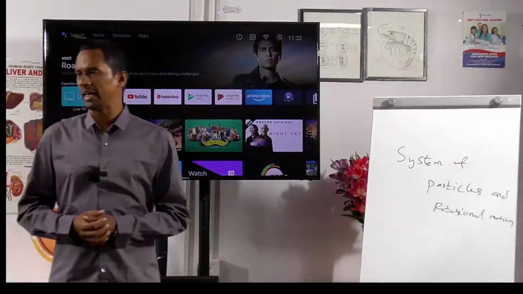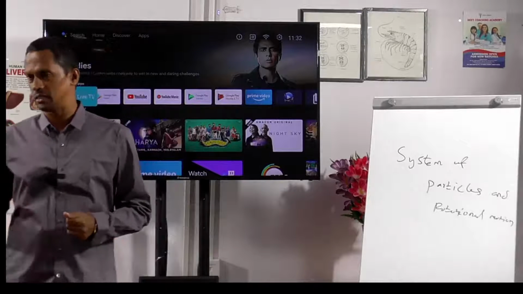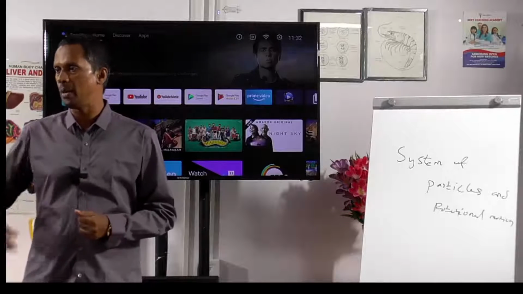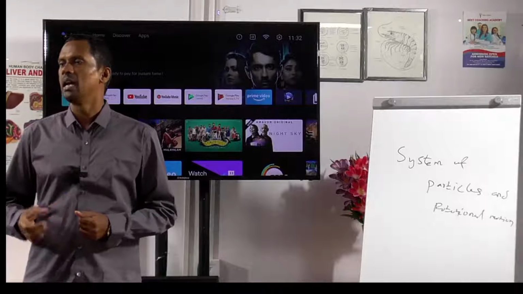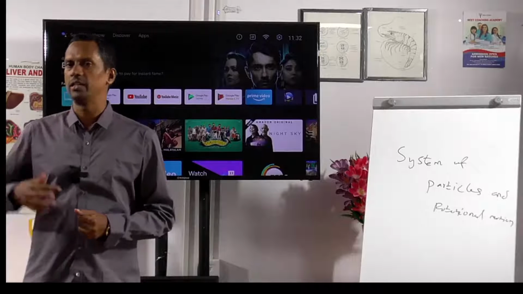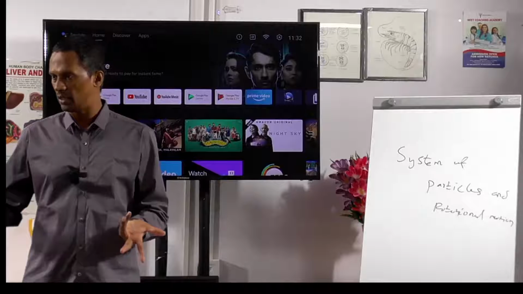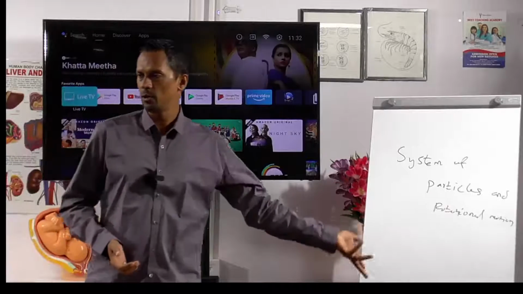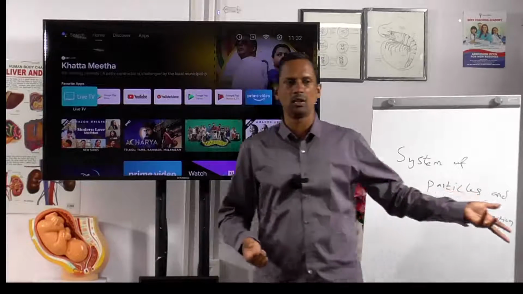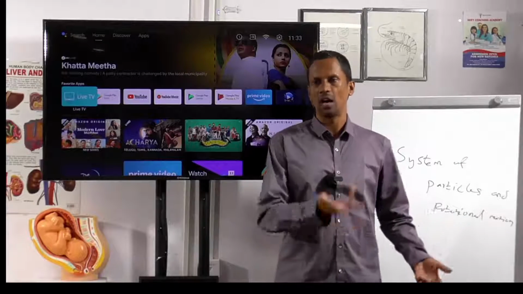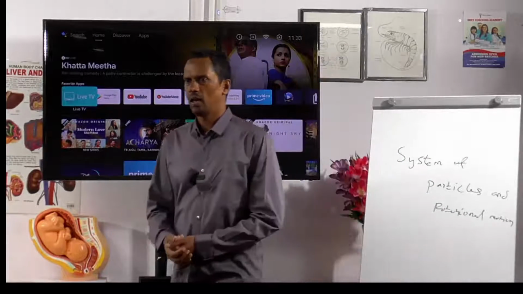So kinetic energy is equal to half I omega square. I is the moment of inertia, omega is the angular velocity. That is half into moment of inertia into angular velocity square. That's all. This is the kinetic energy of the rotational motion. For linear motion, K is equal to half mv square, which is half into mass into velocity.